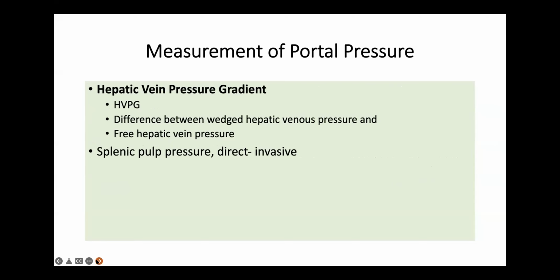I just wanted to highlight how we measure portal pressure. It's an overview basically, but the hepatic vein pressure gradient is an important factor. This is done with a catheter and is an indirect measure of the portal pressure. You basically have a catheter that's wedged, measuring the wedged hepatic venous pressure, and the difference between that and the free hepatic vein pressure. There's also splenic pulp pressure, which is a more direct way with a catheter that's inserted in the splenic pulp, and that's quite invasive.